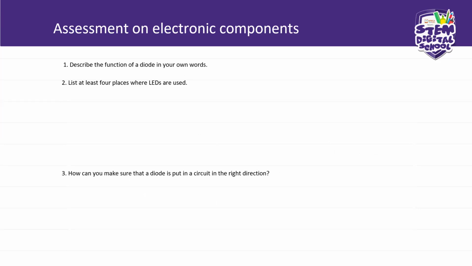Let's see, let me look at the time. Okay, we'll continue with assessment on electronic components tomorrow. Okay.